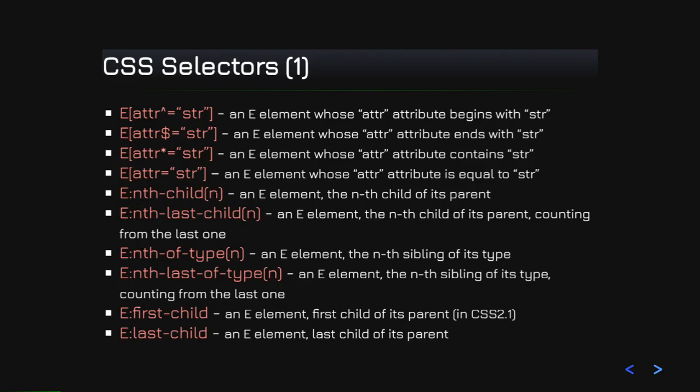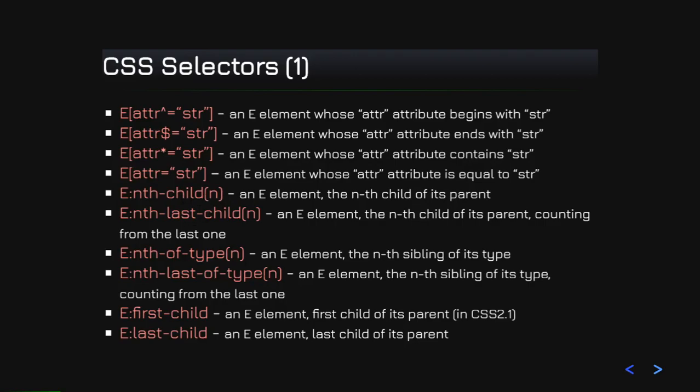So you can select the second child, the third child of its parent. You can count from the first child up, or you can count from the last child up using this selector, nth-last-child of n. N is the parameter, the number of the child. Here you can select a child based on its number, its order number in its parent.